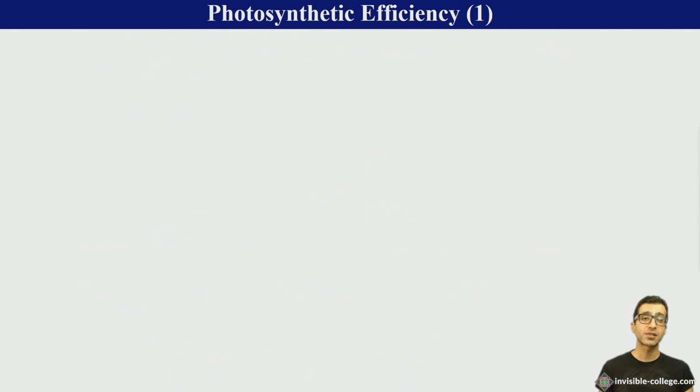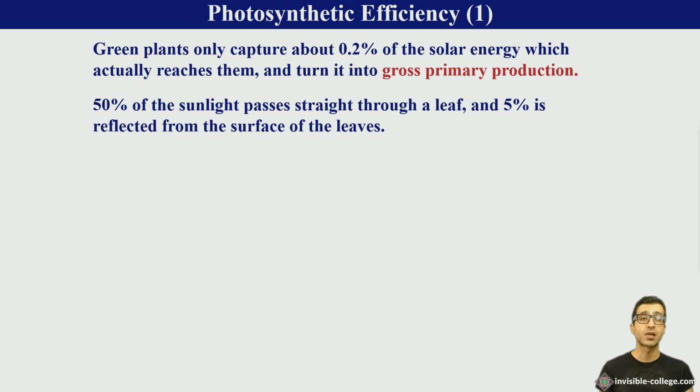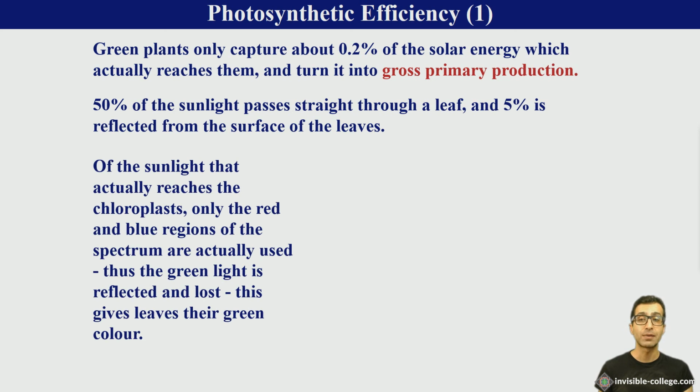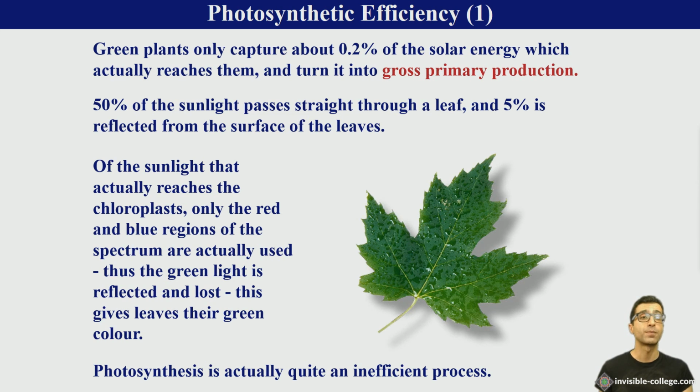So green plants only capture about 0.2% of the solar energy which actually reaches them, and then turn this into gross primary production. Now 50% of the sunlight passes straight through a leaf, and 5% is reflected from the surfaces of the leaf. Now of the sunlight that actually reaches the chloroplasts, only the red and blue regions of the spectrum are actually used, as we saw before. So the green light is reflected and lost, and this is again what gives the leaves their green colour. So photosynthesis overall is quite an inefficient process.